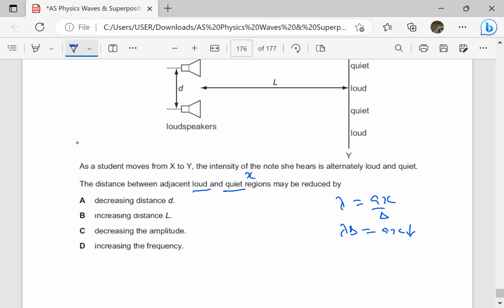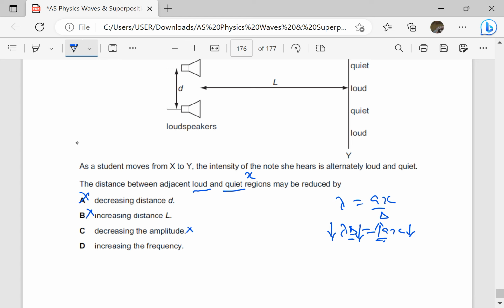To make X smaller, either lambda is smaller or D is smaller or is higher. So decrease distance D. D is the distance between the sources that is equivalent to A. So when we decrease that distance, when we make A smaller, X is going to be greater. So that's wrong. Increase distance L. L is like capital D, distance between the source and the screen. When we increase L, we also increase X, yet we want it to be decreased.